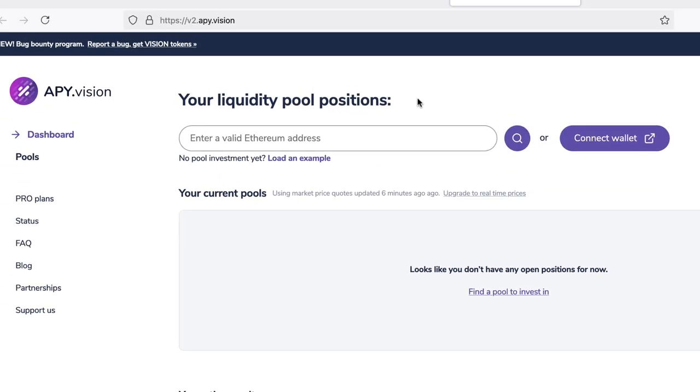I know it's a bit complicated. It's not that complicated. We just have to watch the price. Whilst we're farming, watch the price of the two tokens that you provided liquidity with. Make sure they don't go up or down too much relative to each other. Because if they do, you're going to lose money. There are services like this one, APY.Vision.